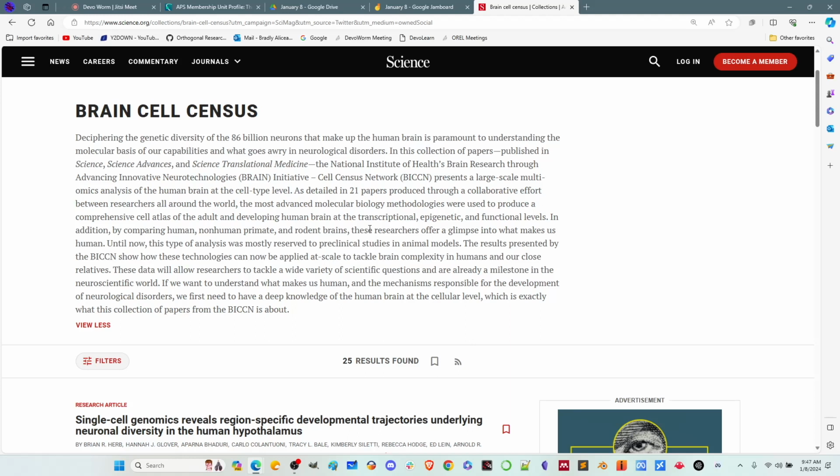Until now, this type of analysis has mostly been reserved to preclinical studies and animal models. The results presented by the BICCN show how these technologies can now be applied at scale to tackle brain complexity in humans and their close relatives. These data will allow researchers to tackle a wide variety of scientific questions and are already a milestone in the neuroscientific world.